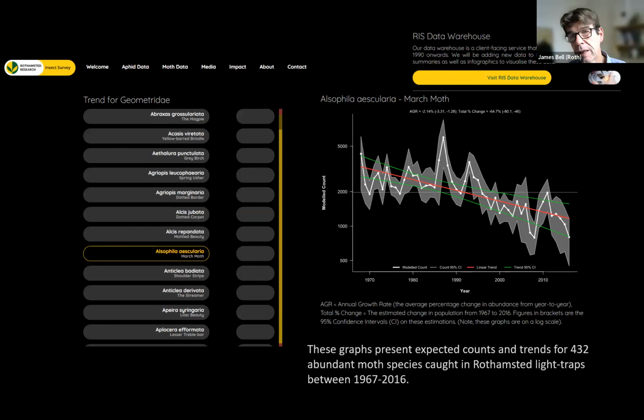But essentially what we've done is provide the most robust trend model for individual species. And here, typically, you can see that the moth is in decline. I'm going to show you a little bit later, just to bring the spirits up a little bit, some of the moths that are actually increasing. But do have a look at that. If you've got a particular moth species you're interested in and want to know the overall trend, this is the place to go.